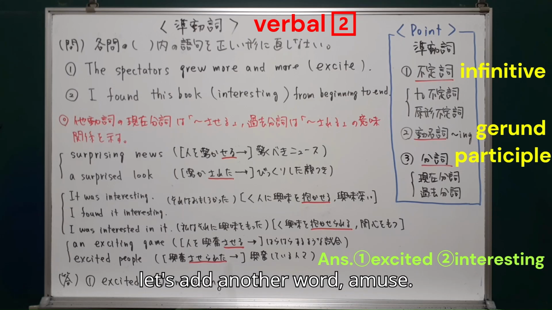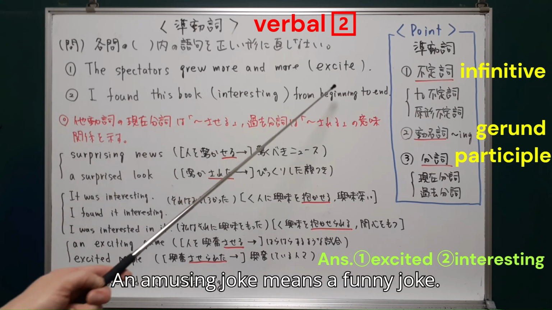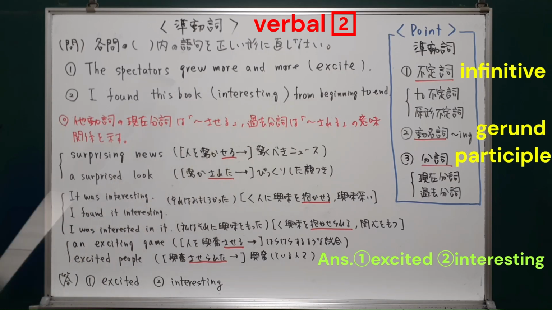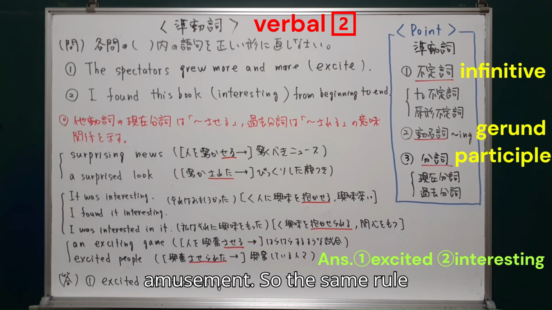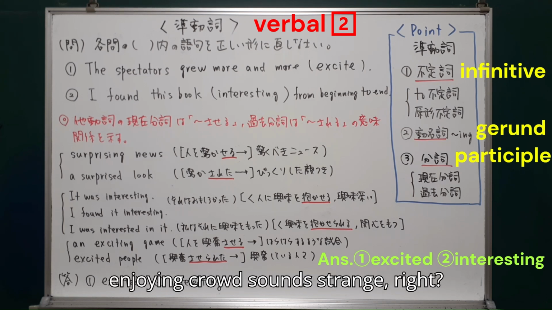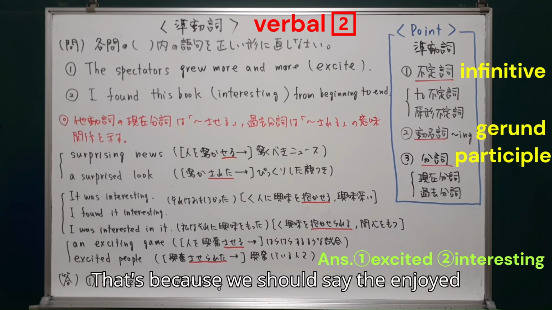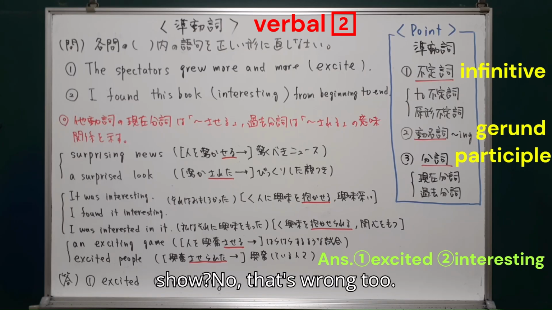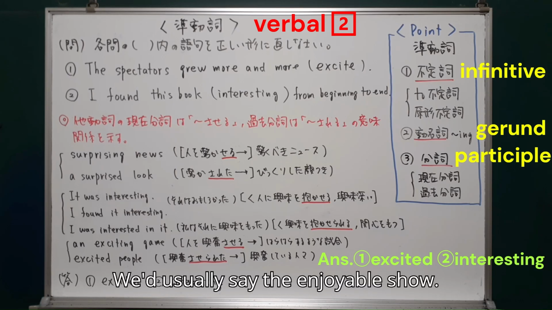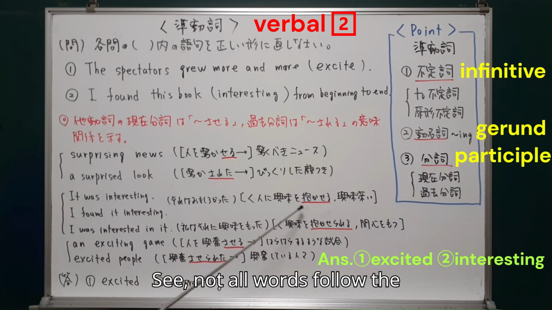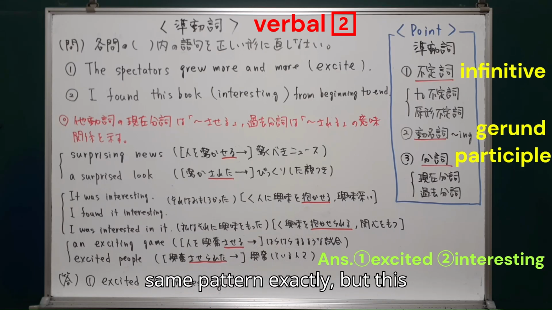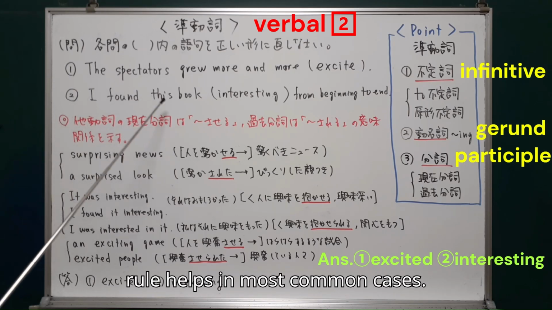Now let's add another word, amuse. An amusing joke means a funny joke. An amused face means a face showing amusement. So the same rule applies again. We can also use enjoy in the same way. The enjoying crowd sounds strange, right? That's because we should say the enjoyed show? No, that's wrong too. We'd usually say the enjoyable show. See, not all words follow the same pattern exactly, but this rule helps in most common cases.